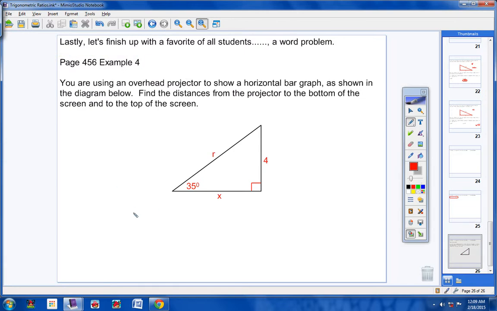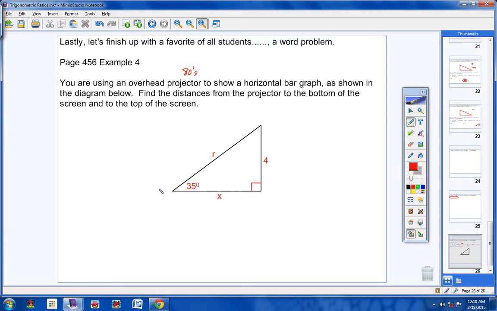And the reason I want your books open is you're going to see the overhead projector right here. It has a screen coming up and all of that type of thing. And there's an angle formed. I want you to see that in your book, okay? That's why it's very important that you have your books open, please. Alright, you are using an overhead projector. That is if you're teaching back in the 1980s, okay? So overhead projector to show a horizontal bar graph as shown in the diagram below. Find the distances from the projector to the bottom of the screen to the top of the screen.